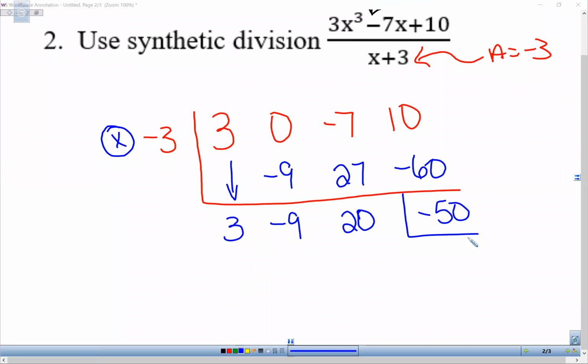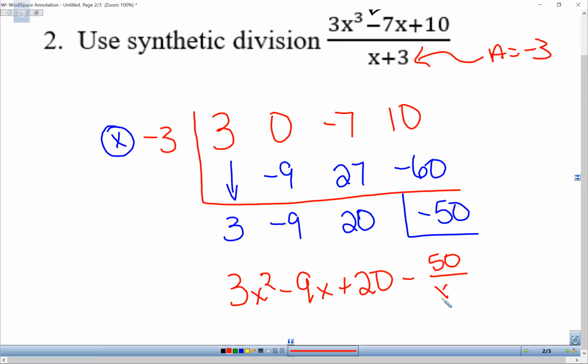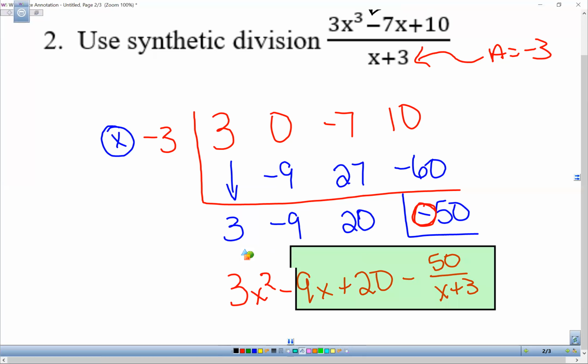So put the x's back with our result. We have 3x squared minus 9x plus 20 minus our remainder over x plus 3. So this is minus because we got a negative when we added them together at the end. So if there's not a negative, then it would be plus. And again, there is your result.